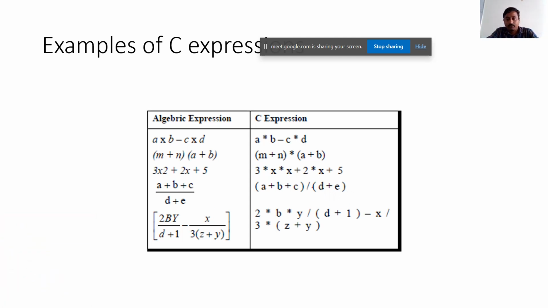So if I forget to put this bracket, what will happen? So this plus E will be considered like this, okay. So you have to consider the importance of this parenthesis, okay.